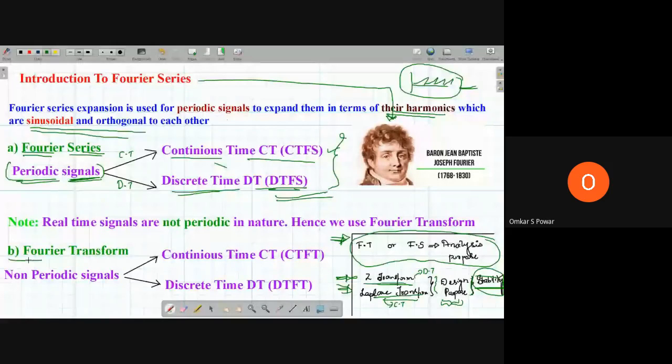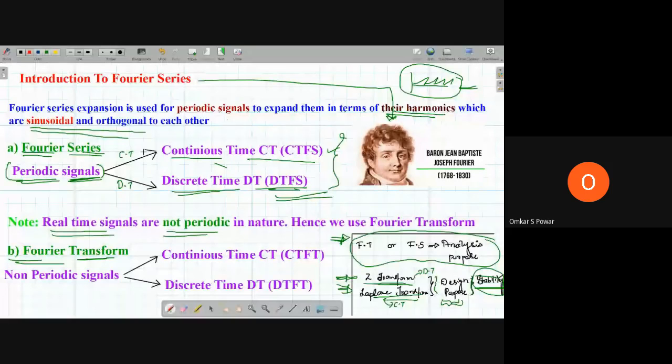If you consider real time signals, they are not periodic in nature. For example, I am singing this song, Ashik Banaya Apne. It's not periodic. It has many frequency components. So to analyze that, we use the Fourier transform. We mainly use the Fourier transform for non-periodic signals, and if it is used for a continuous time signal, it is known as continuous time Fourier transform. If it is used for a discrete time signal, it is called discrete time Fourier transform.